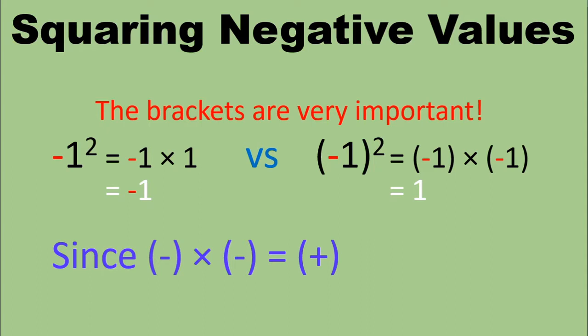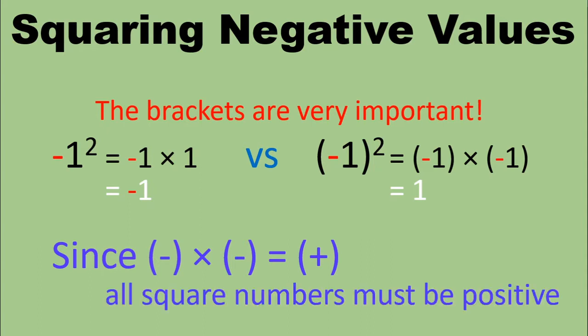So we should know that all square numbers will be positive. Whether it's a negative times a negative, the sign is the same, the answer is positive, or a positive times a positive. Again, if the signs are the same, which they must be when we square a number because we're multiplying a value by itself, in all cases, square numbers must be positive. You're going to want to write that down.